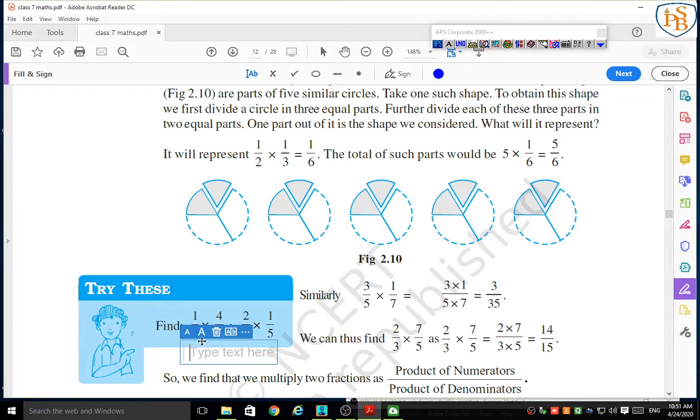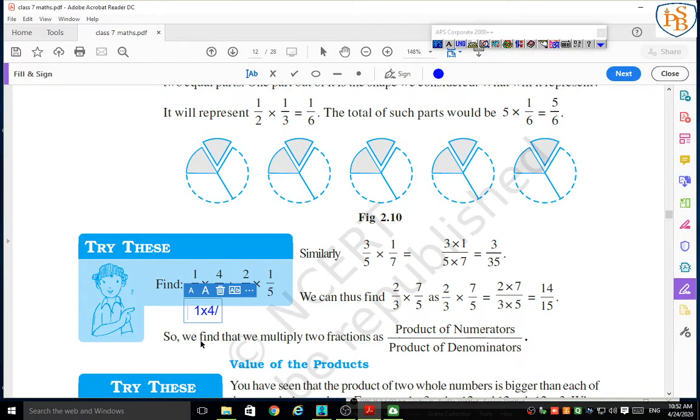Now we have to find the answers of these. One upon 3 into 4/5. How can we solve this? We write 1 into 4 in the numerator, and in the denominator 3 and 5, so 3 into 5. My answer will be 4 1s are 4 upon 3 5s are 15.